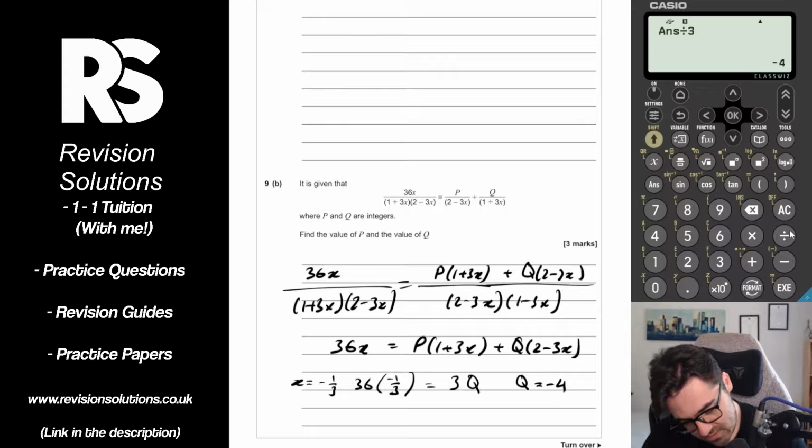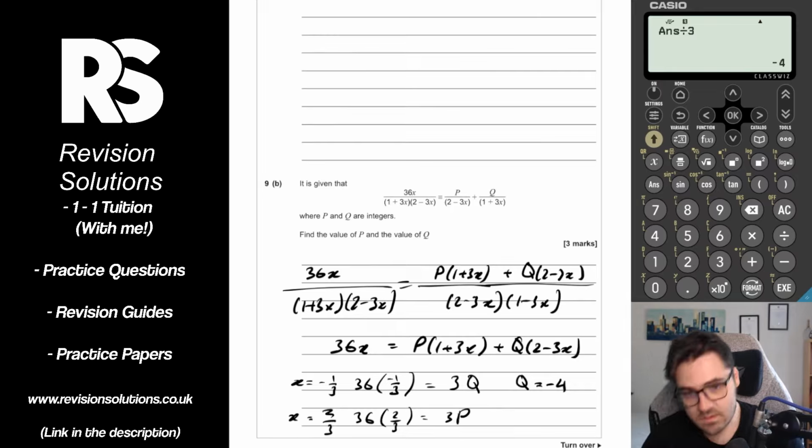Then let's pick a value that makes the q disappear. So if I pick x equals 2 over 3, then we'd have 36 times 2 over 3 equals, we're going to get 3p. And then, so 36 times 2 over 3, that gives us 24. Divide that by 3, we get 8. So p is 8.